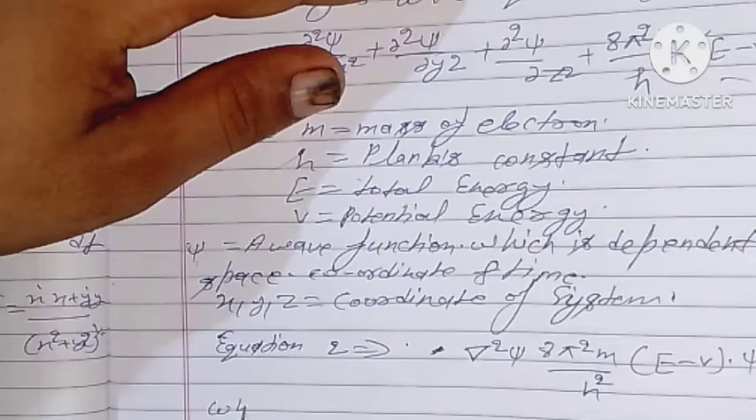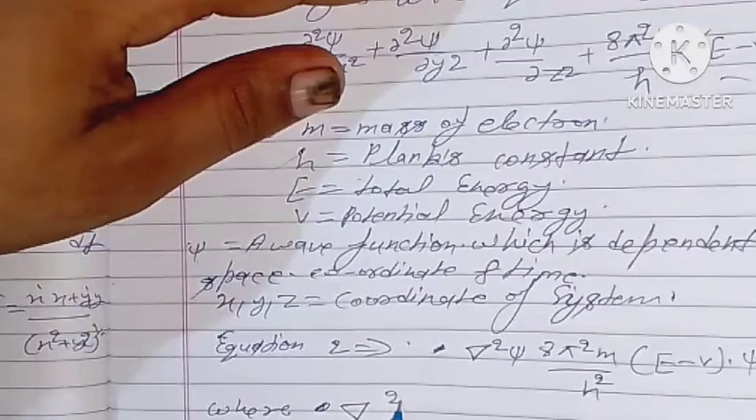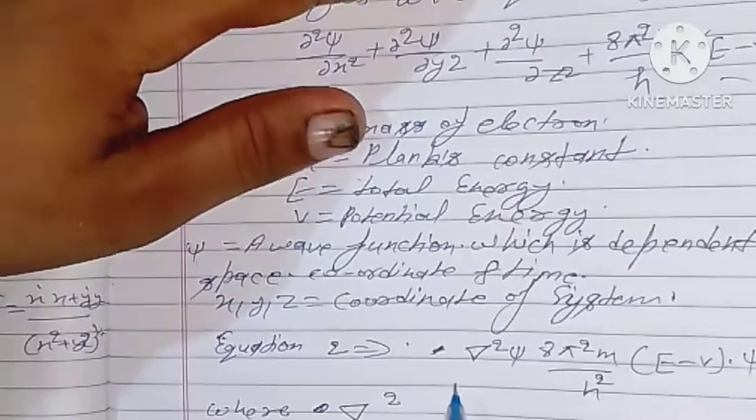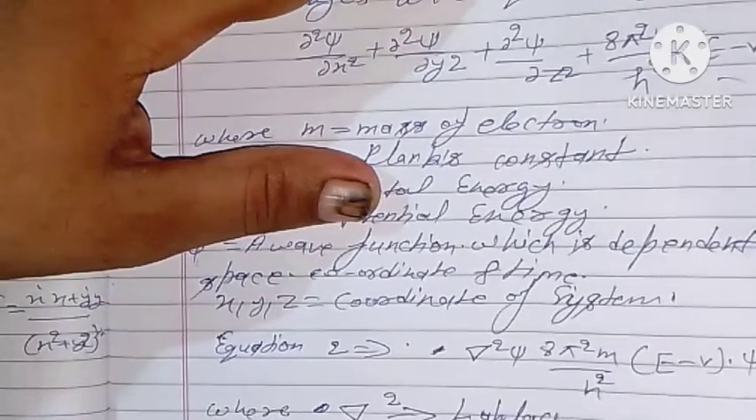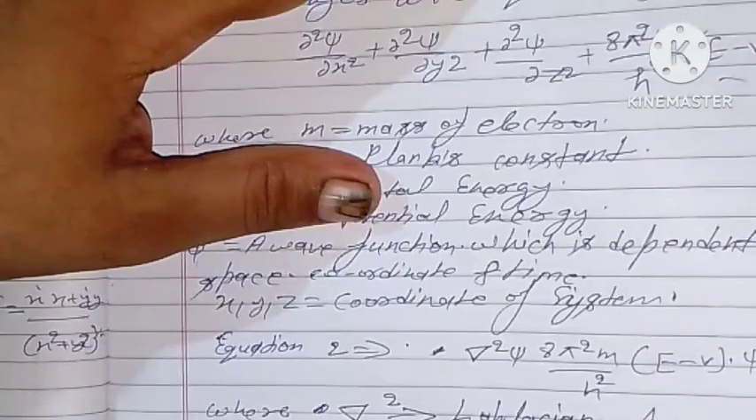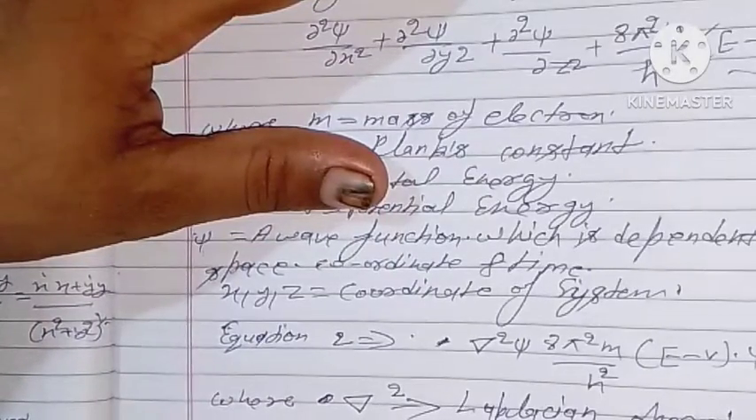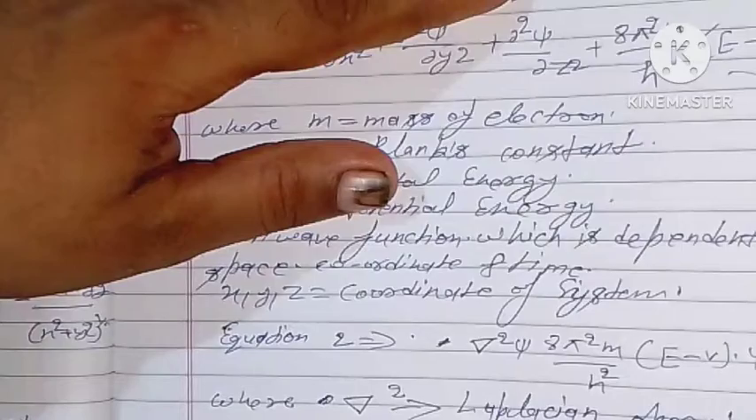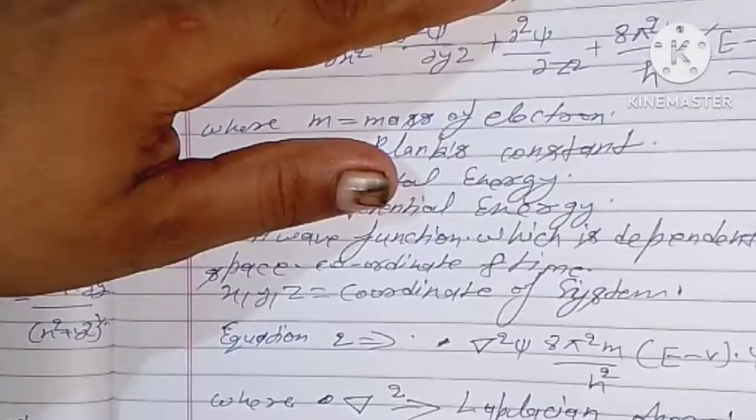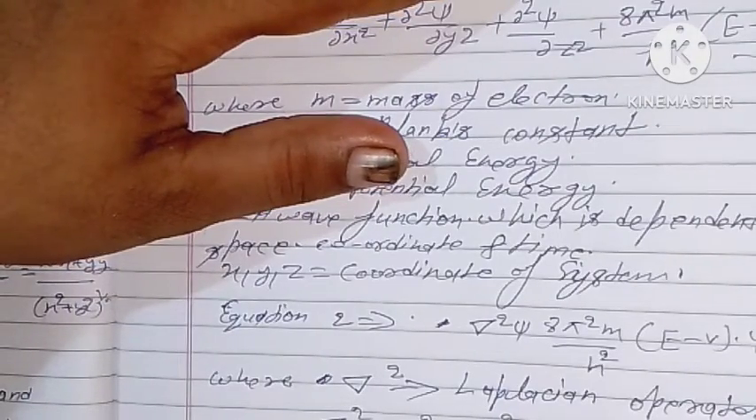where del square is called the Laplacian operator, represented as del square equals del square upon del x square plus del square upon del y square plus del square upon del z square. Del square psi is pronounced as del square psi.